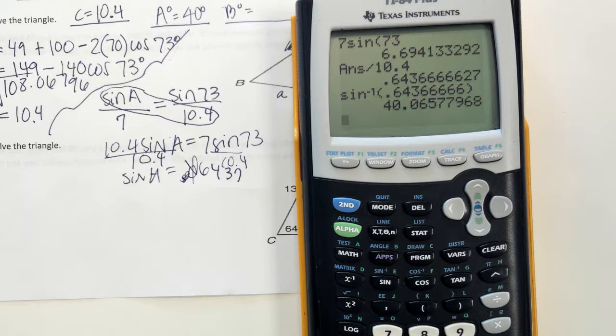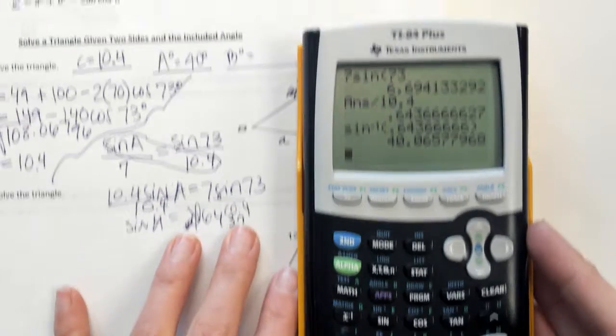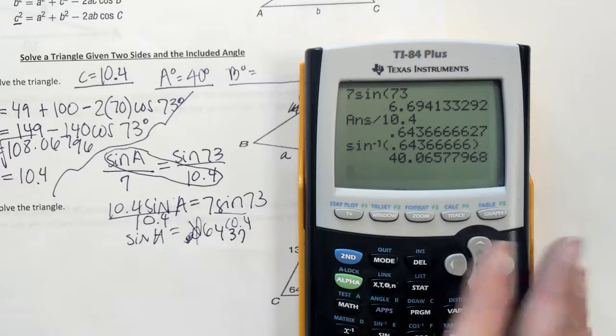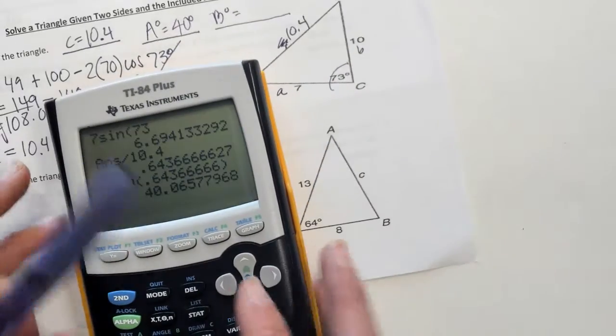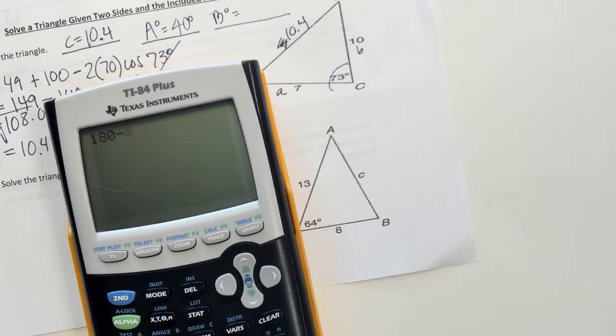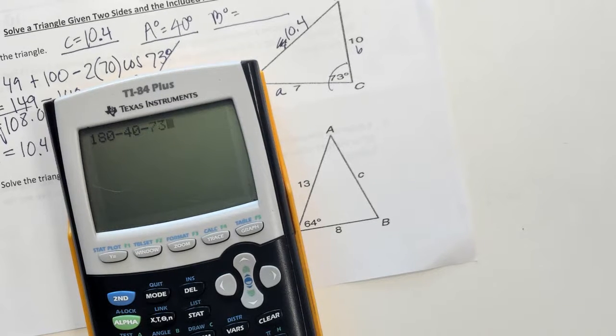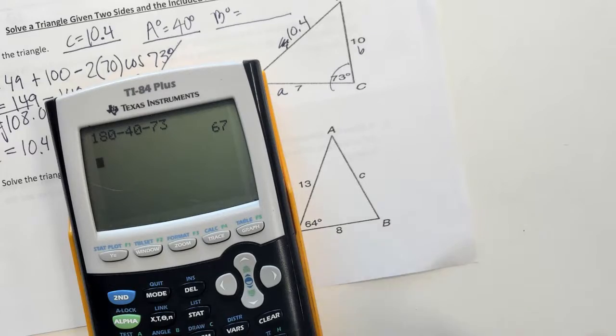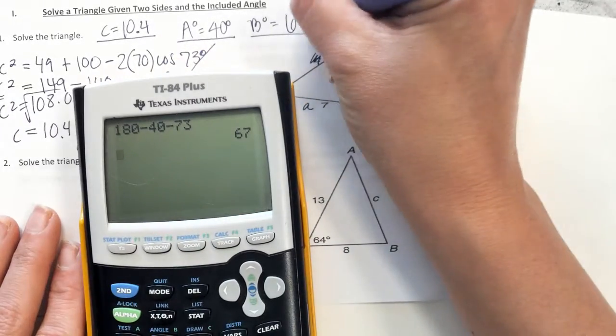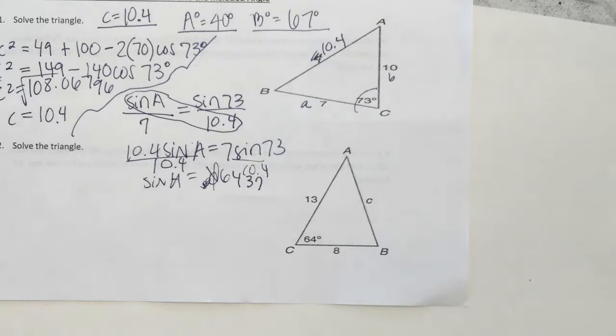Everybody good with that? So again, degrees can't be negative. So if you get a negative, you did something wrong. Can't be a point something, or you've done something wrong. Does everybody understand? The only thing we have left to solve for is what? B. Do we have to use law of sines or cosine? Nope, we can just subtract what? Yep, 180 minus 40 and minus what? 73. I think you're looking at the other one, Solomon. Sorry. You're good. So we have solved the triangle.